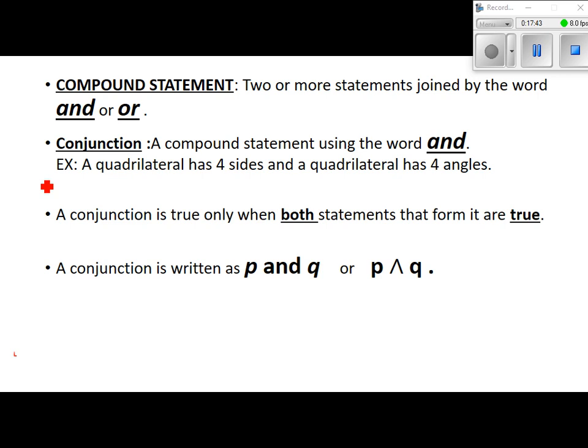Compound statement. A compound statement is two or more statements joined by the words and or.